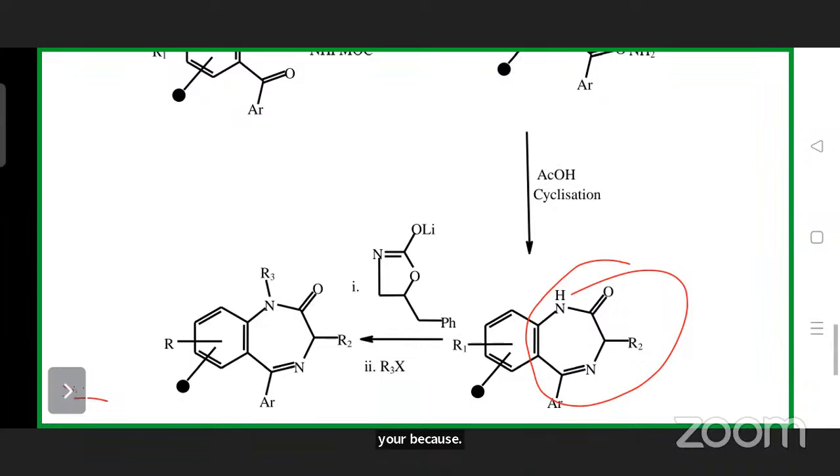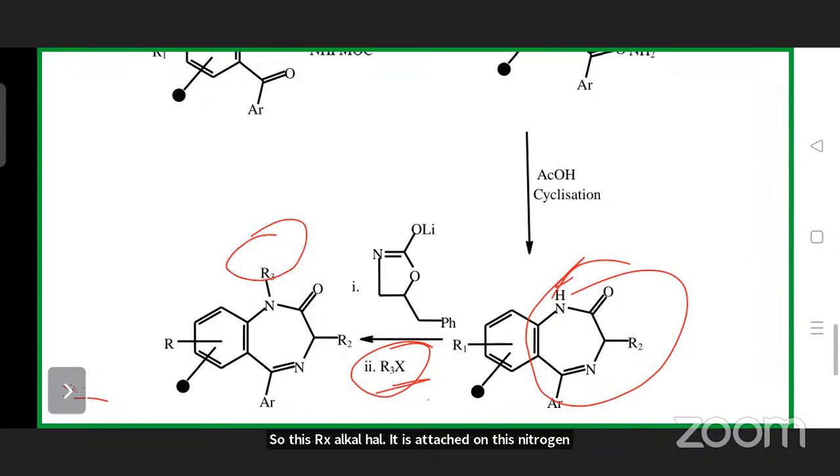Okay. Now we are going to attach your third precursor, this one. The third precursor is going to attach with this one. So this RX alkyl halide is attached on this nitrogen. So the N-alkyl product is obtained here.